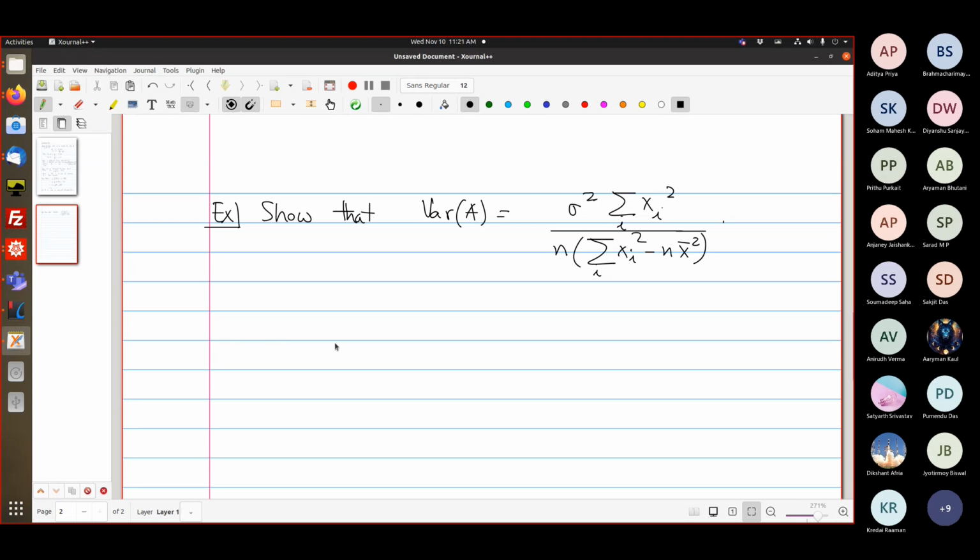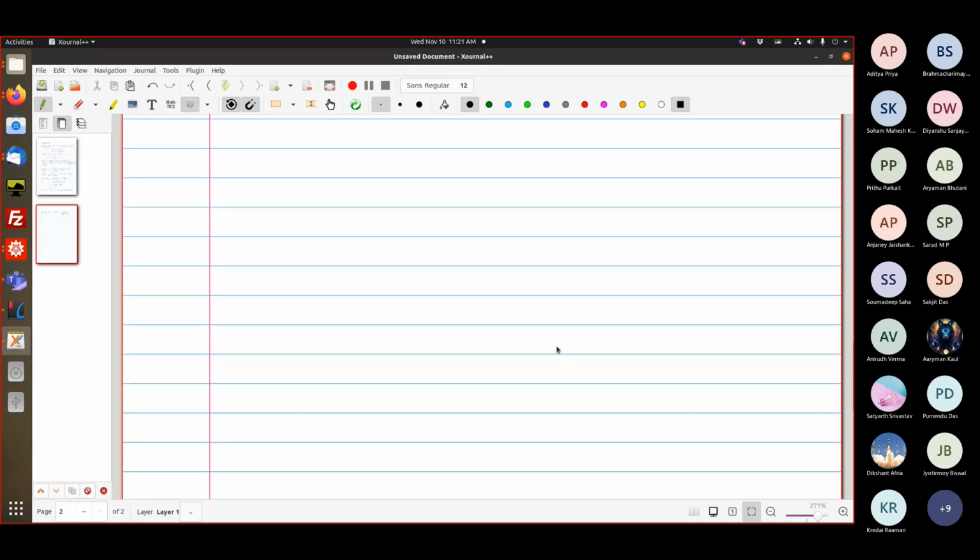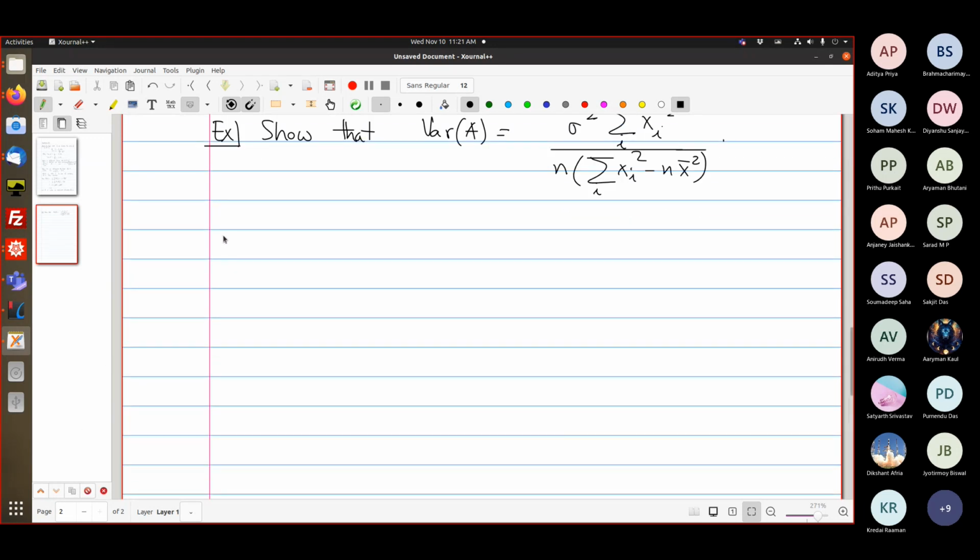So we have talked about estimating the unknown parameters alpha and beta, but we also have sigma as an unknown parameter. How are you going to estimate it? Okay, so let's talk about that. So recall, this is a new topic.